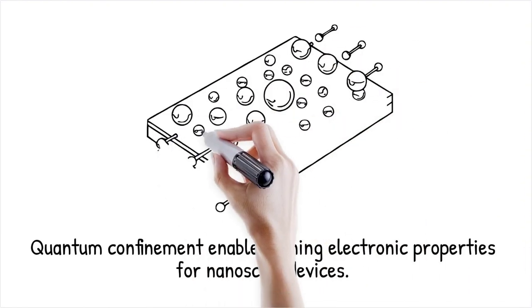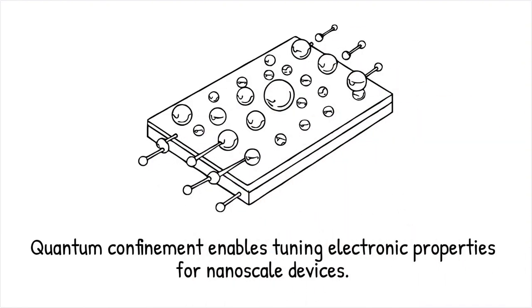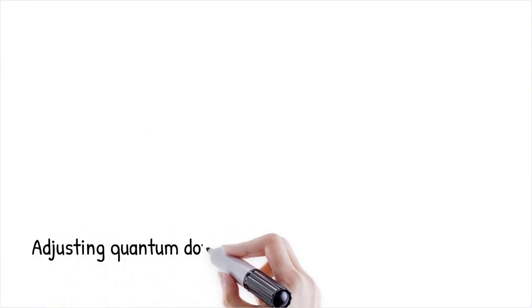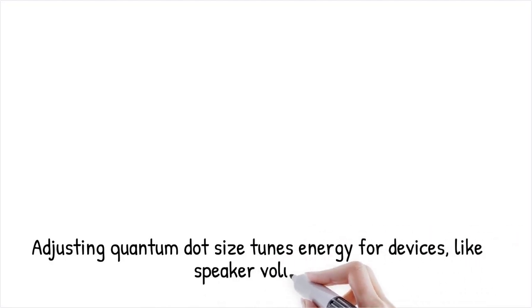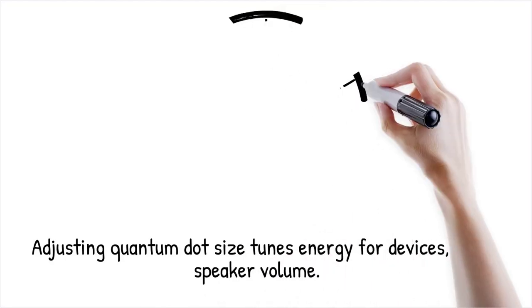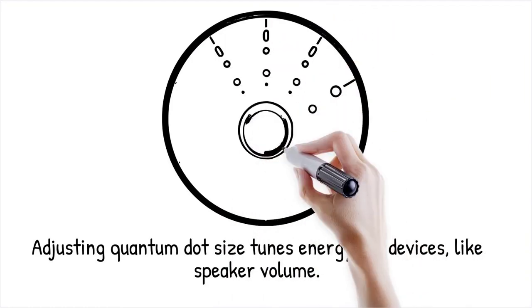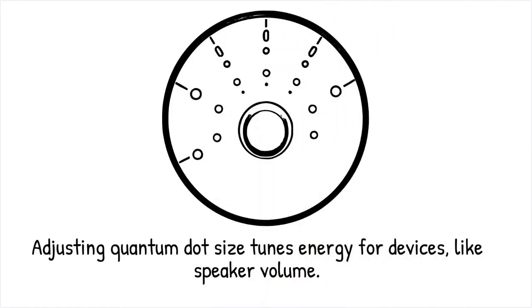This size-dependent behavior allows for tuning of a material's electronic characteristics by simply controlling its dimensions. Such control over electronic properties is crucial for developing nanoscale devices. In quantum dots, adjusting the particle size can change the energy required to excite an electron, which is critical for creating custom electronic and photonic devices. It's like adjusting the volume on a speaker. The electronic settings of the material can be fine-tuned for a desired output.